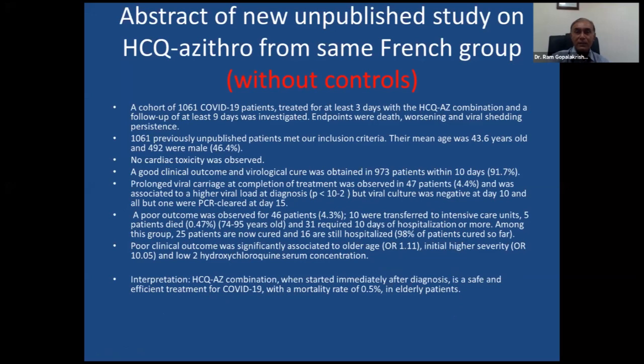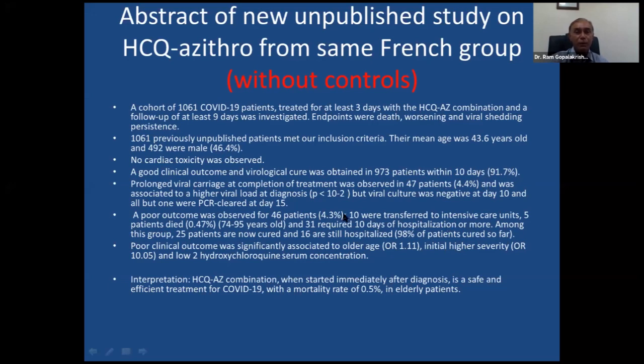Now, just earlier today, apparently a new abstract has been released. I don't even know which journal. This is just the abstract saying this is what they have done. They plan to publish this, certainly not even peer-reviewed, but they did study. The same group of French investigators looked at 1,061 COVID patients. At least they looked at a large number of patients, and they found that about 91% got better. A relatively poor outcome only in 4% patients.